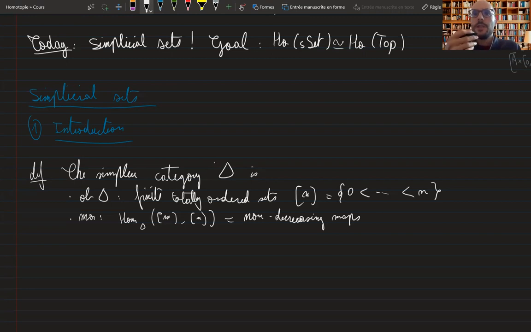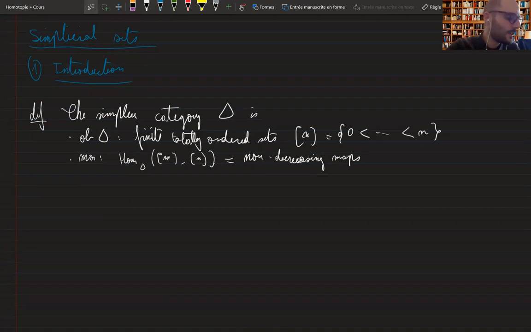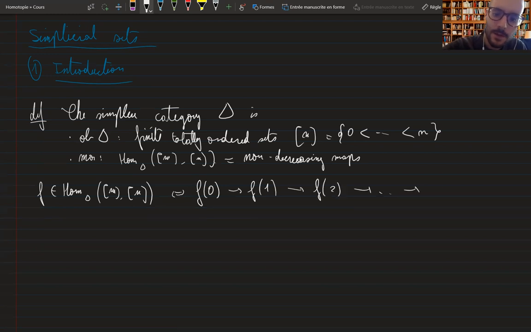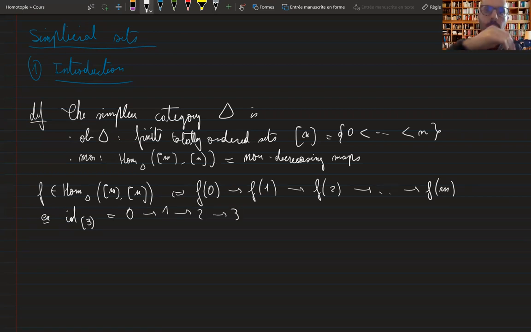Okay, so this category essentially encodes the relations between the different simplices. I know that you already saw this in the course of Bruno, but I'm just saying all this to recall the notations, maybe introduce some of the notations that are not exactly how they were in Bruno's talk. So for an element f from bracket M to bracket N, there is a useful notation that I will use. I will just write f(0), f(1), f(2), up to f(m). So for example, the identity of bracket 3, I will denote it as 0, 1, 2, 3.